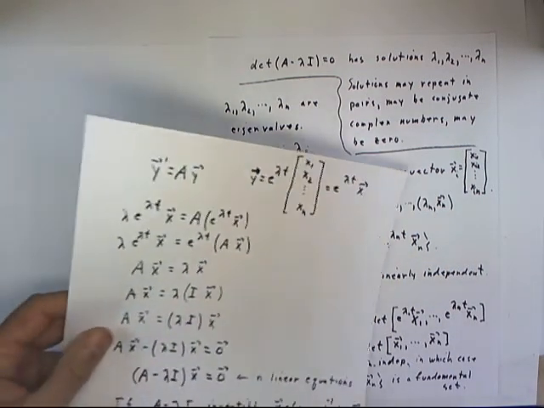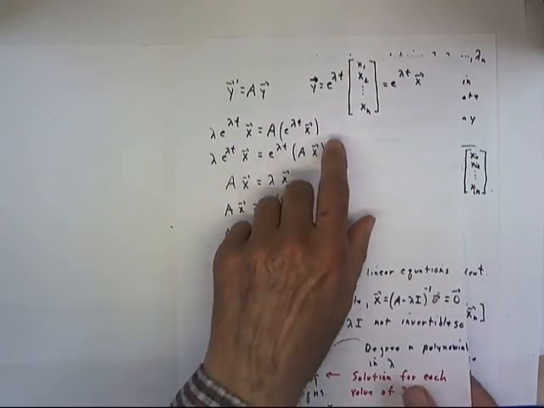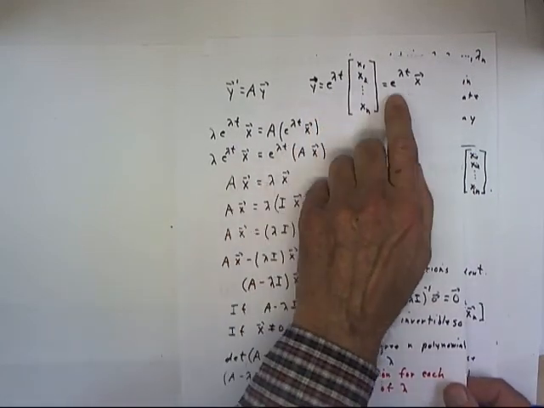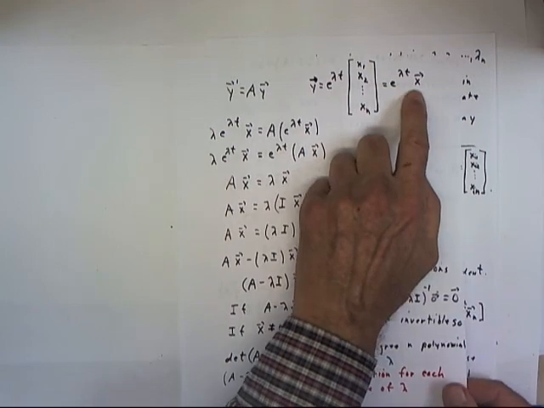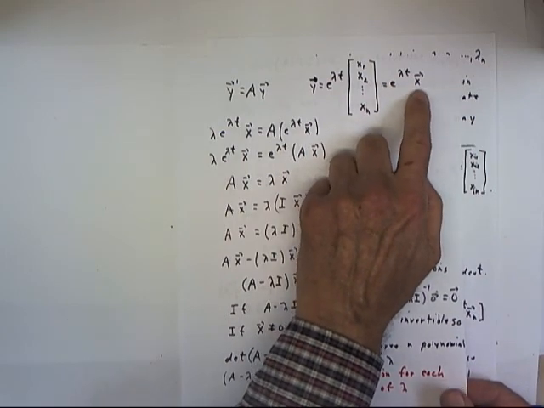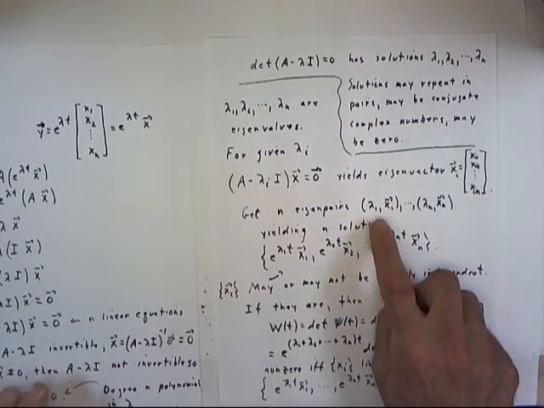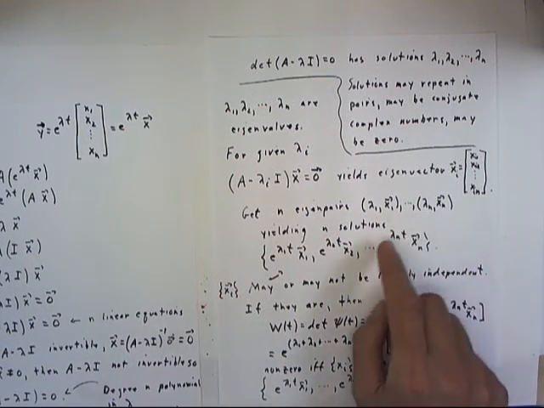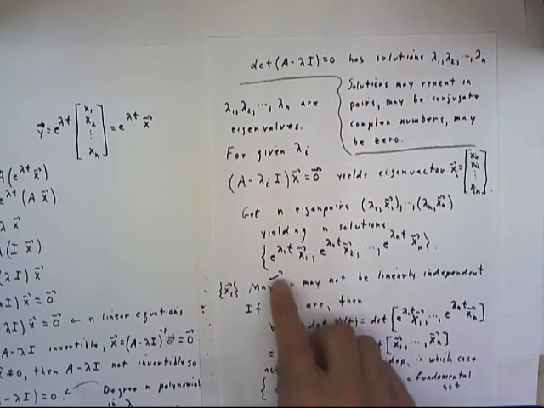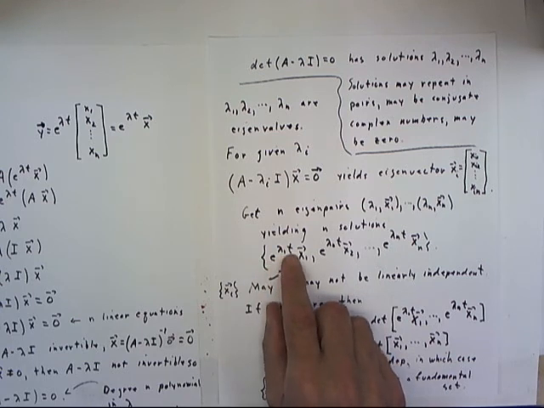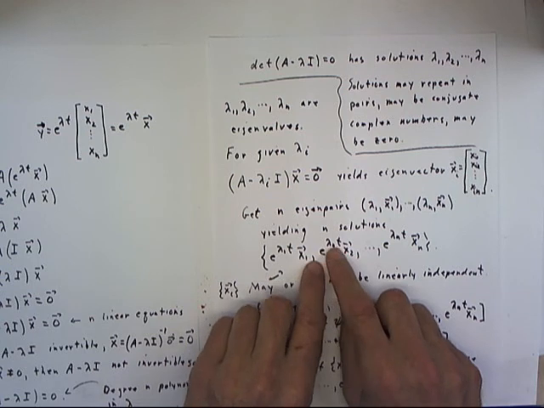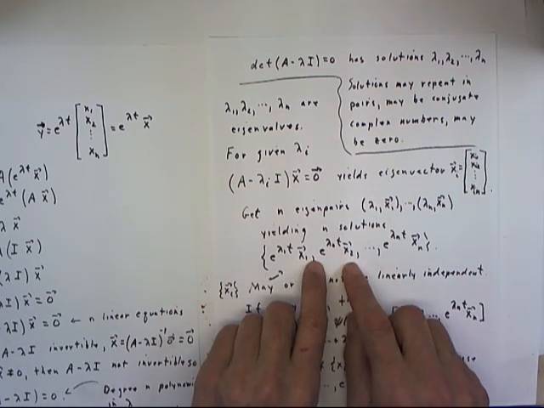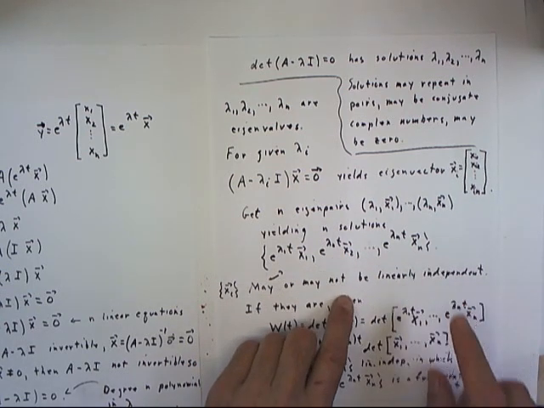Now recall that our original assumption was that y be of the form e to the lambda t times our x vector. Having gotten a value of lambda and a specific x vector, that is one of our eigenpairs, each eigenpair then leads to a solution: e to the lambda 1 t x1 for eigenvalue lambda 1, e to the lambda 2 t x2 for eigenvalue lambda 2, etc.